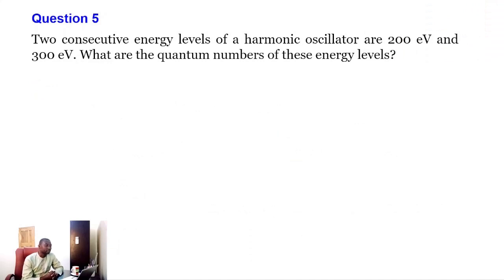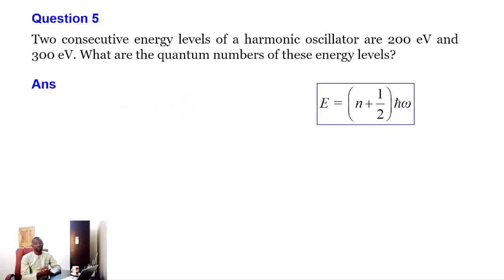The fifth question says, two consecutive energy levels of a harmonic oscillator are 200 electron volt and 300 electron volt. What are the quantum numbers of these energy levels? We know that the energy level of a harmonic oscillator is equal to E_n, which is the energy, equals, in parentheses, n plus half times h bar times omega, where h bar is Planck's constant divided by 2 pi. Omega is, of course, the angular frequency, and n is the quantum number of the energy level.